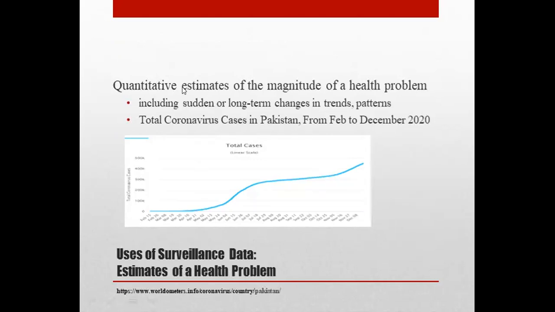If we see one by one, surveillance data can be used as estimation of health problems. It includes quantitative estimates of the magnitude of health problems, for example sudden and long-term changes in trends. If we see the total COVID cases in Pakistan from February to December 2020, we can see it through graphical representation. Therefore, it can also be used to estimate health problems.